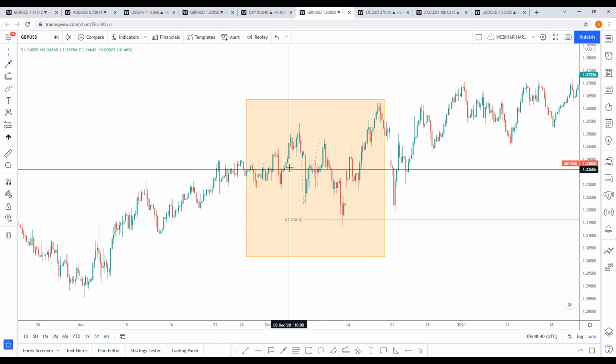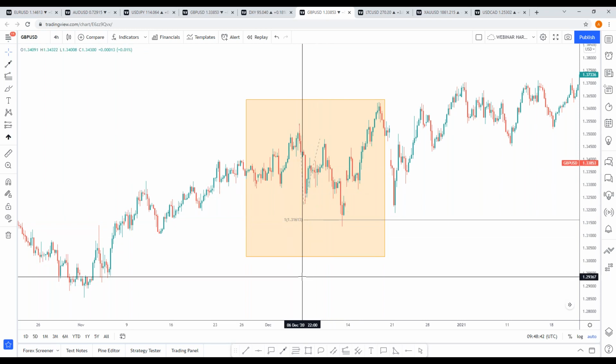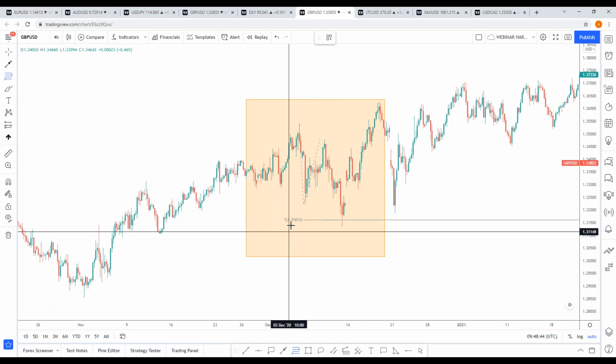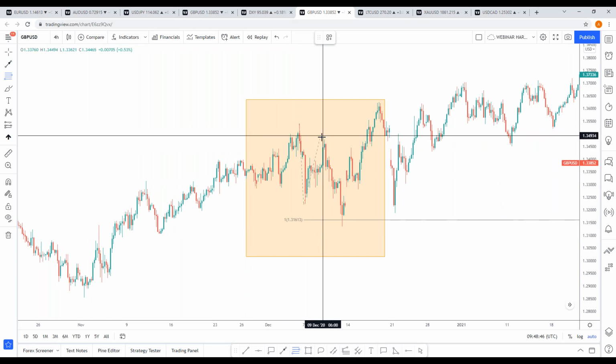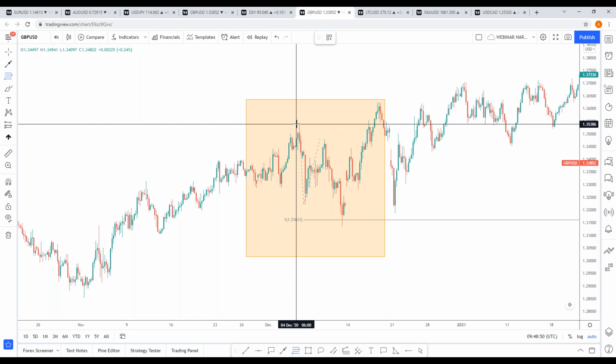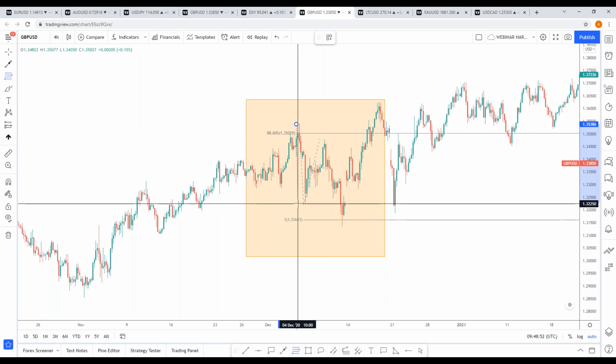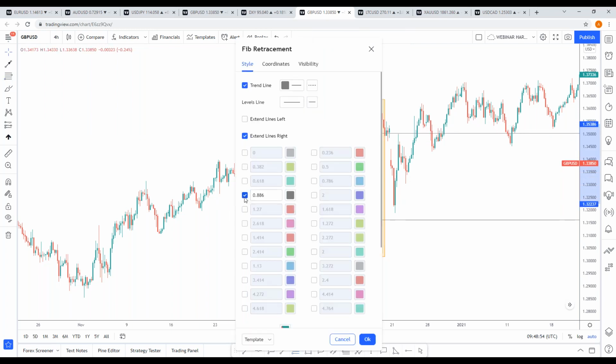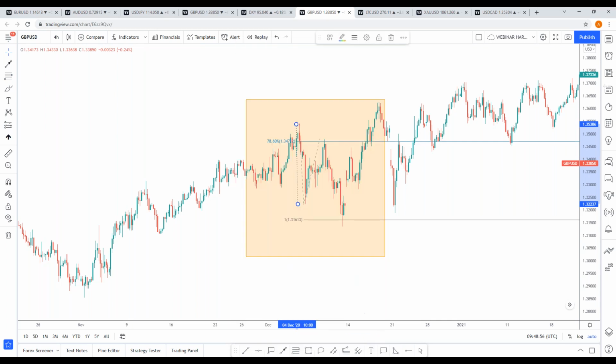So with the AB equals CD formation, we then have to look for the BC retracement. So, sorry, the B to C retracement. So the C point retracement, which is here, how much did that extend? So let's take a look. I think it was 78.6 if I remember. Yes, it was 78.6. So we have a 78.6% retracement.